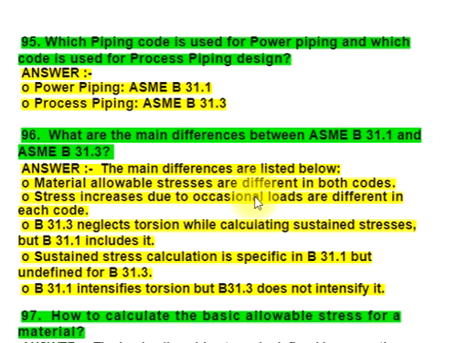96. What are the main differences between ASME B31.1 and ASME B31.3? Answer: The main differences are listed below. Material allowable stresses are different in both codes. Stress increases due to occasional loads are different in each code. B31.3 neglects torsion while calculating sustained stresses, but B31.1 includes it. Sustained stress calculation is specific in B31.1 but undefined for B31.3. B31.1 intensifies torsion but B31.3 does not intensify it.